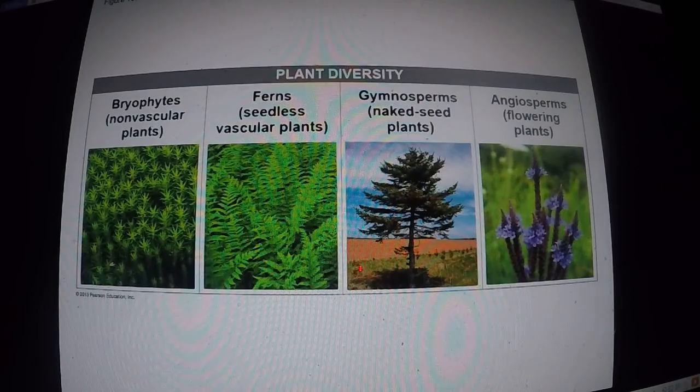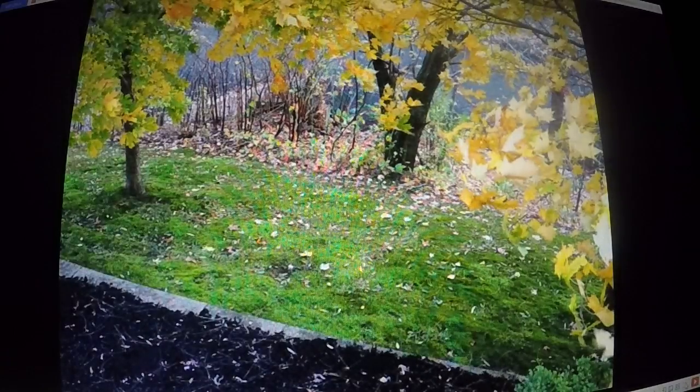Bryophytes, non-vascular plants. Ferns, seedless vascular plants. Gymnosperms, naked seed plants. Angiosperms, flowering plants. I always used to say, if you look out the window, all of the plants that you see out there are either gymnosperms or angiosperms. You really would have to look hard to see a moss.